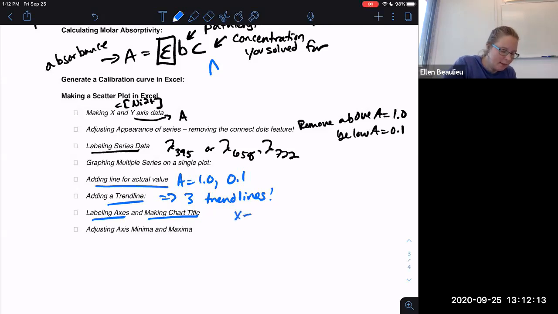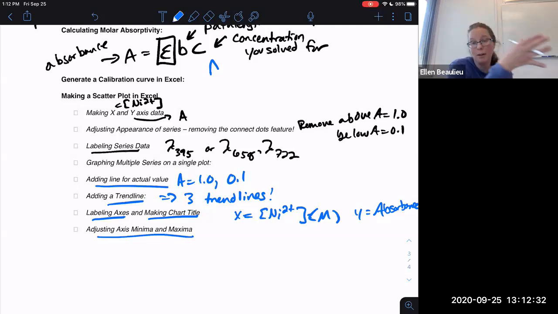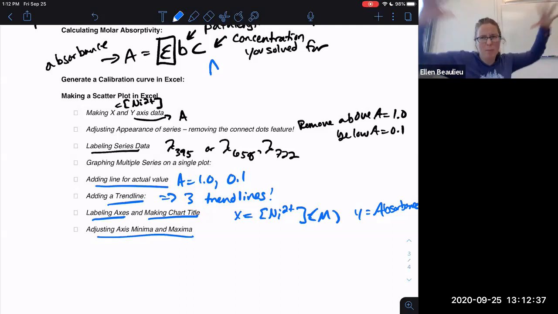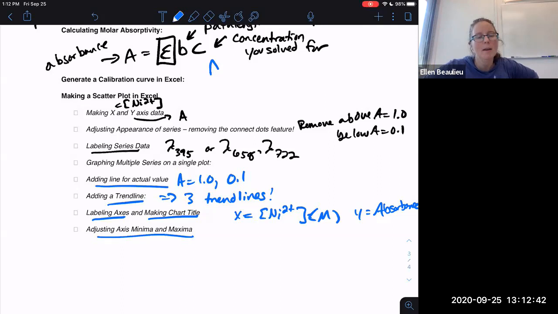Remember, the x-axis is the concentration of nickel in molarity, and the y-axis is absorbance, which has absorbance units. And lastly, you're going to adjust the minima and the maxima of the X range to make sure you've maximized the plot. I don't want a bunch of white space. I want to mostly see your data in the plot. Do let me know if you have any questions about this use of Excel, because this is kind of a new use of Excel for us.